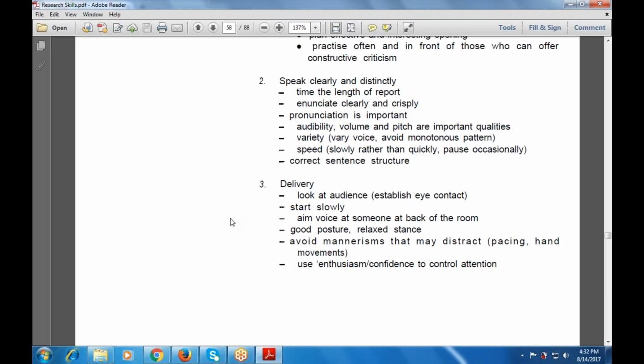So these are the delivery terms. You must follow eye contact, you must start slowly, you must aim your voice at someone at the back of the room, good posture, relaxed stance, avoid mannerisms that may distract, pacing, hand movement, and have the confidence to control the attention.